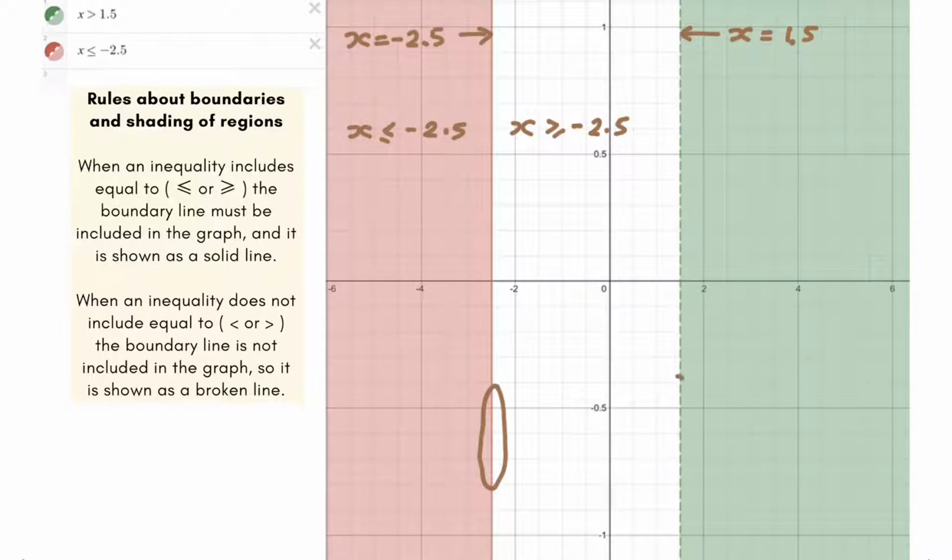For the region in green, the line is a broken line, so the shaded region would be x greater than 1.5, and the other side, unshaded, is x less than 1.5.